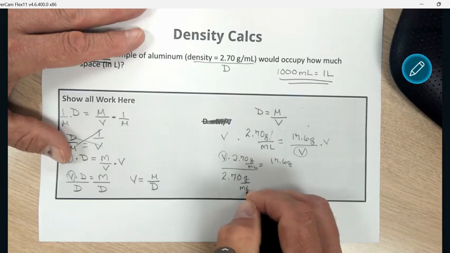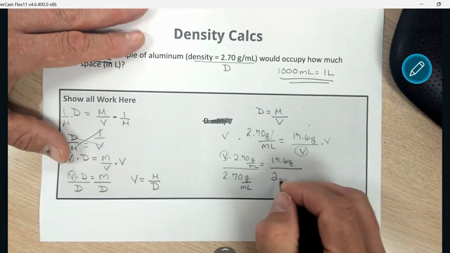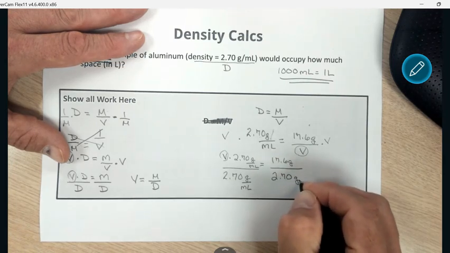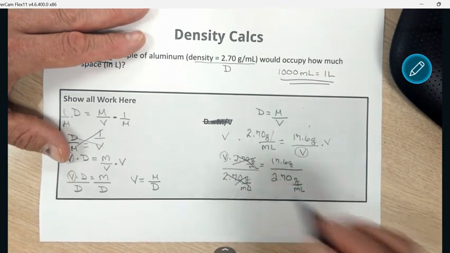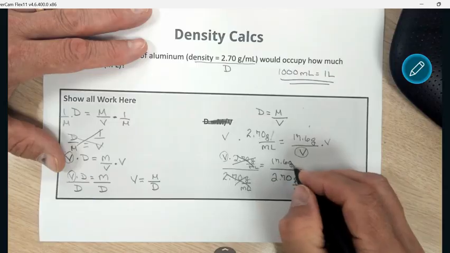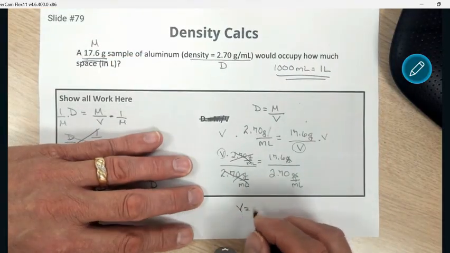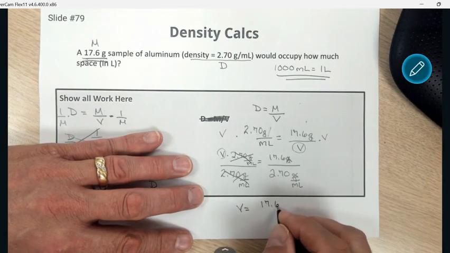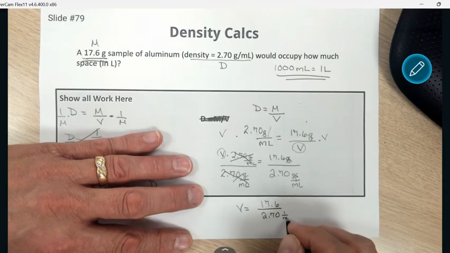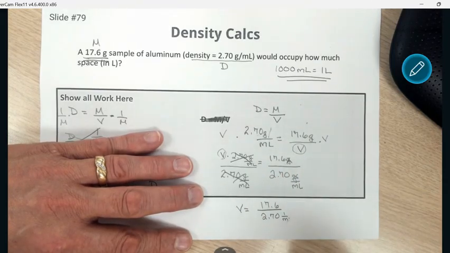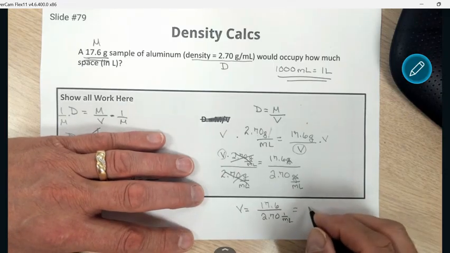Why am I doing that? Because to get it alone, I need to do the opposite math to it. So I'm going to divide this side by 2.70 grams per milliliter. This whole part cancels out. Grams and grams cancel out, ladies and gentlemen. So volume is equal to 17.6 divided by 2.70, 1 over milliliters. This will give you an answer in milliliters.